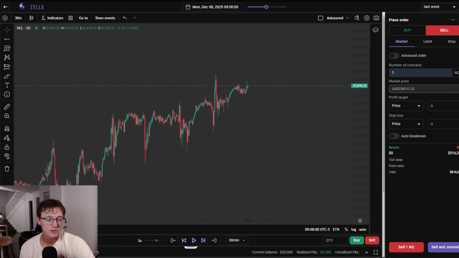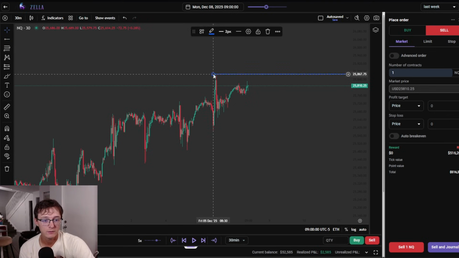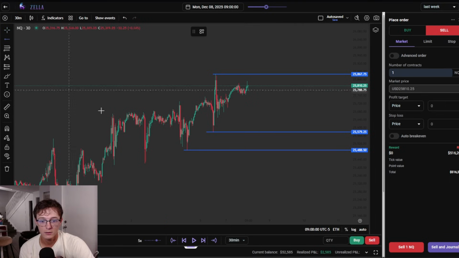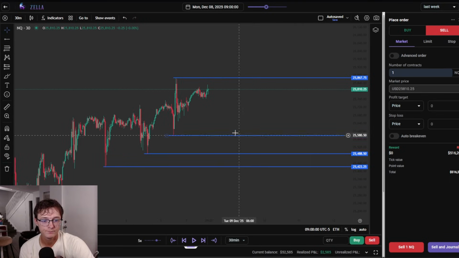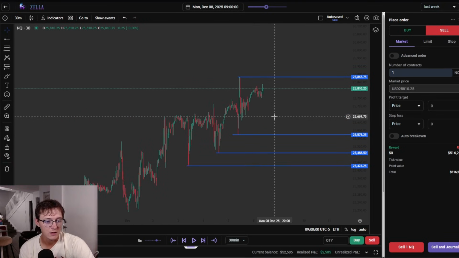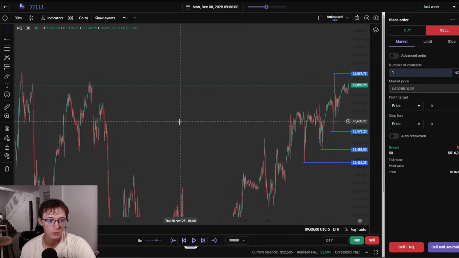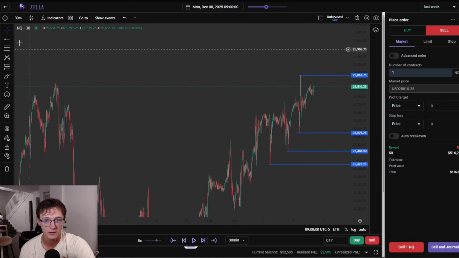Okay, so just like before, the first thing I'm going to do is mark out my areas of liquidity. So we're going to have the buy side up here, and then the sell side right here, and right here. But along with this, it's also important to note that liquidity never expires. So old liquidity is just as valid as new liquidity.